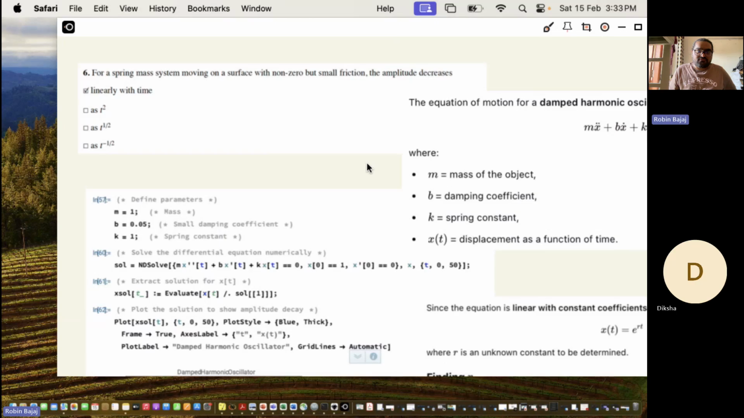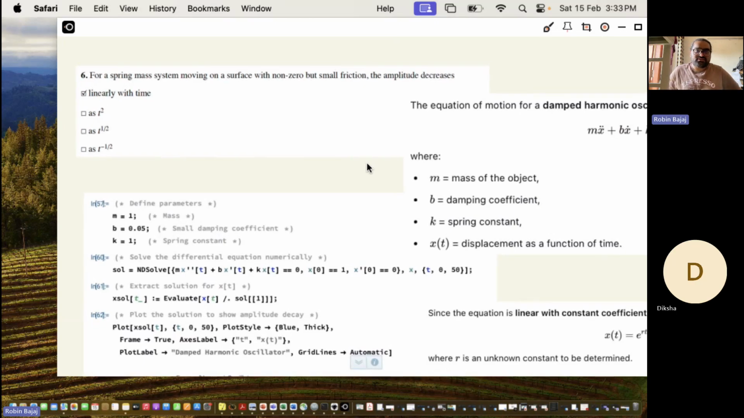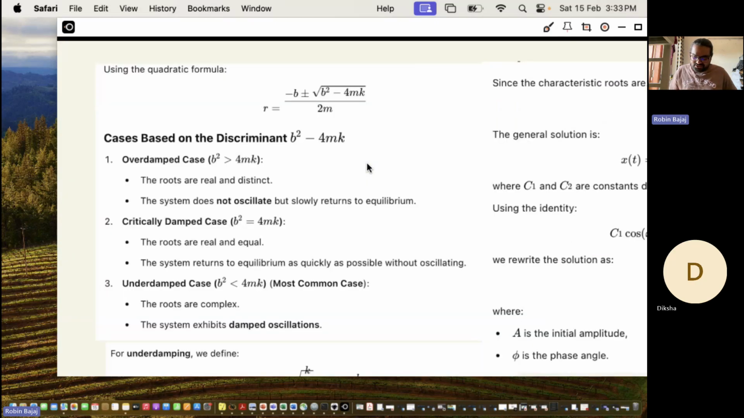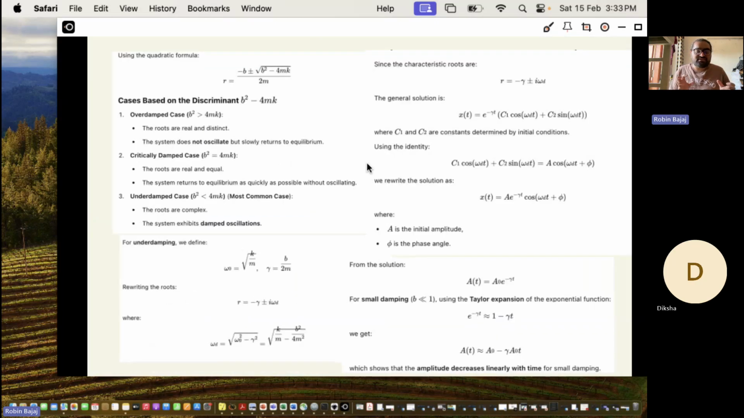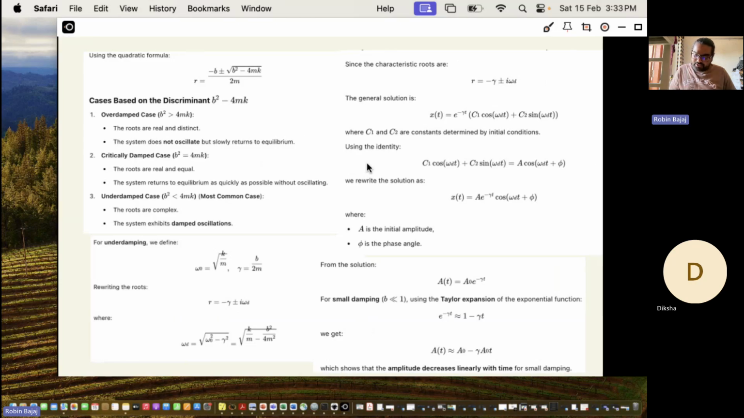This problem says for a spring mass system moving on a surface with non-zero but small friction. Basically, there is damping, but it's underdamped. There are three cases: underdamped, critically damped, and overdamped. They're saying there is a small damping in the system. In that case, how would your amplitude decrease as a function of time? This problem can be solved analytically also. Let's solve that first, and then we'll see how this becomes very simple if you use Mathematica.